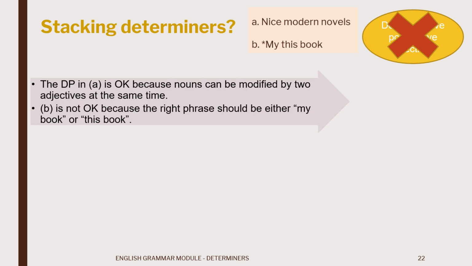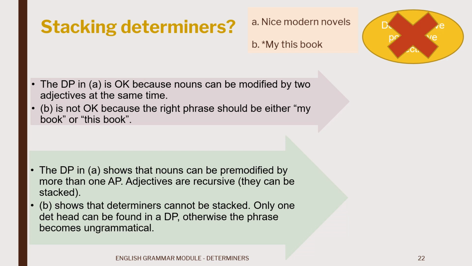Now below we will try and see two different explanations to analyze what is relevant or accurate to state in a grammar lesson about determiners and their distributional restrictions. The explanation in 1 states the DP in A is okay because nouns can be modified by 2 adjectives at the same time. B is not okay because the right phrase should be either my book or this book.